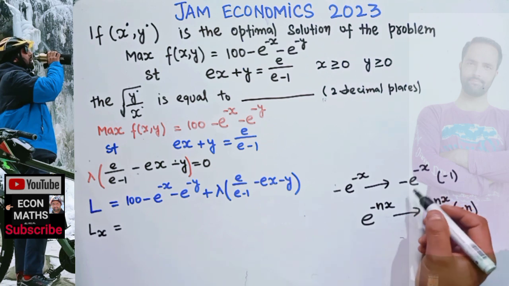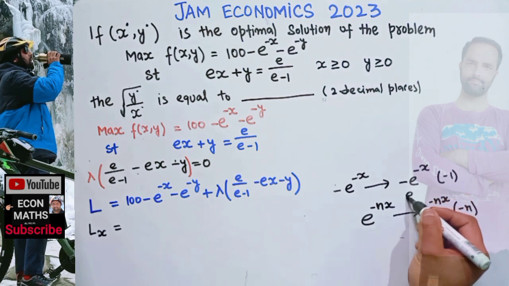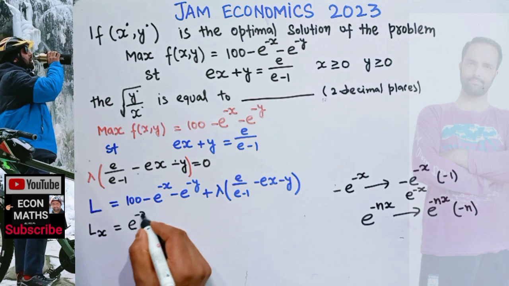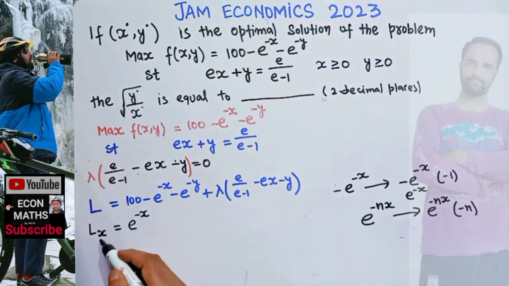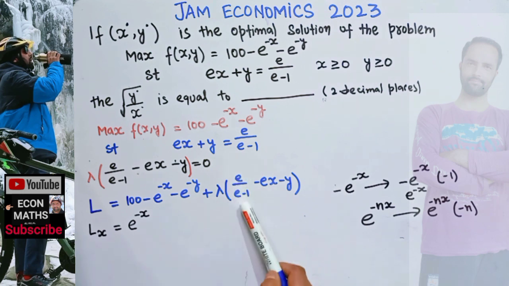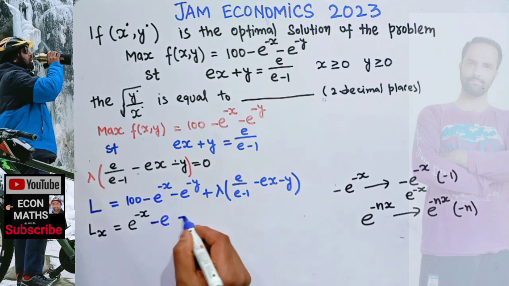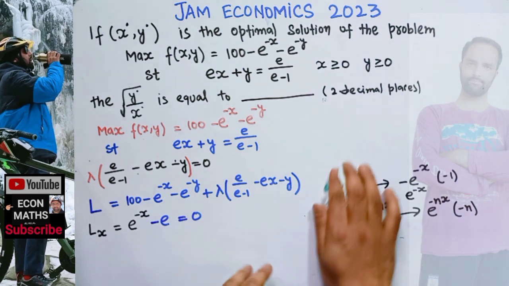So minus into minus is plus, we will get e^(−x). The derivative of the constant is 0, and the derivative of this term came out to be e^(−x). Since we are taking the partial derivative with respect to x, the derivative of the e^(−y) term will also be 0. Here no x is involved. Here we have the x term. The derivative of x here will be 1, so we will be left with minus e, and we set it equal to 0. This is the partial derivative of Lagrange's function with respect to x.